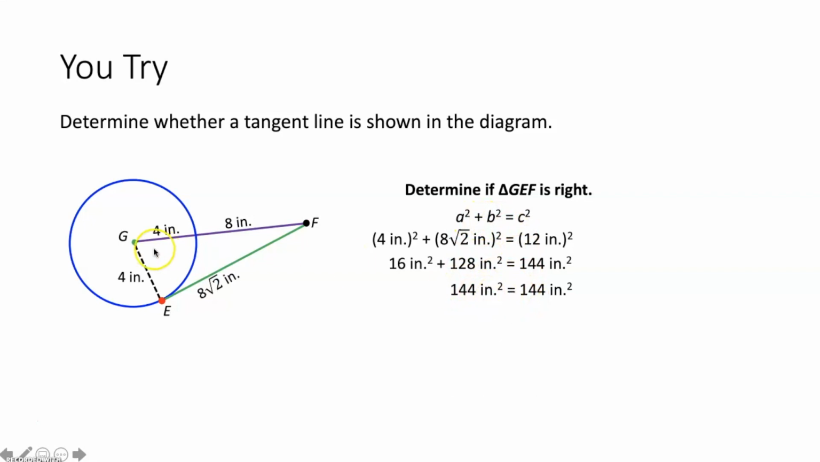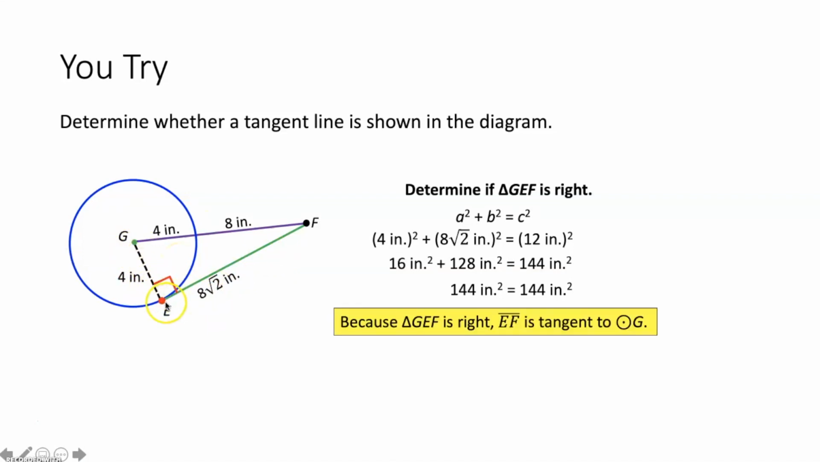Yes, it does, meaning that this is in fact a right triangle, meaning that this line right here is perpendicular to a radius at its endpoint on the circle, meaning that this segment right here, segment EF, would be tangent to circle G at point E.